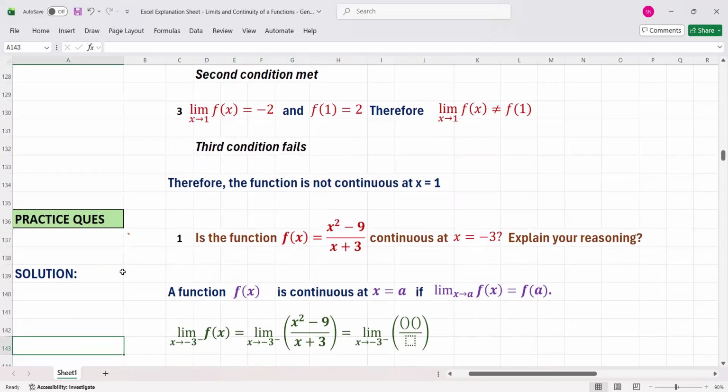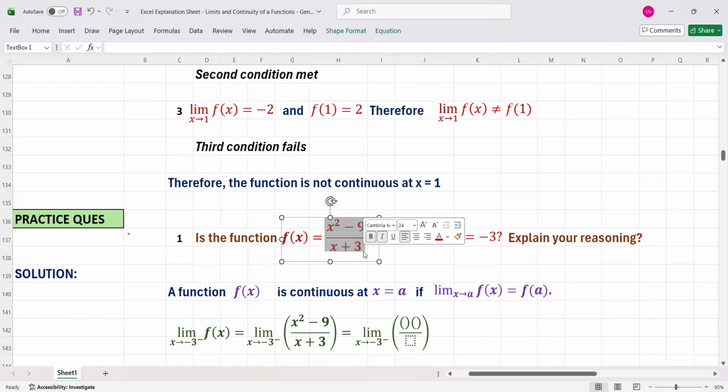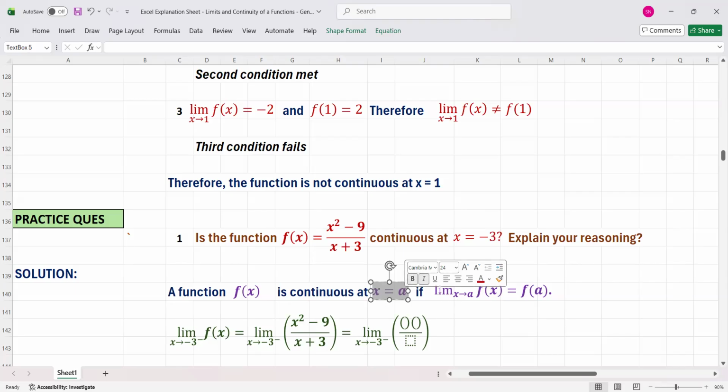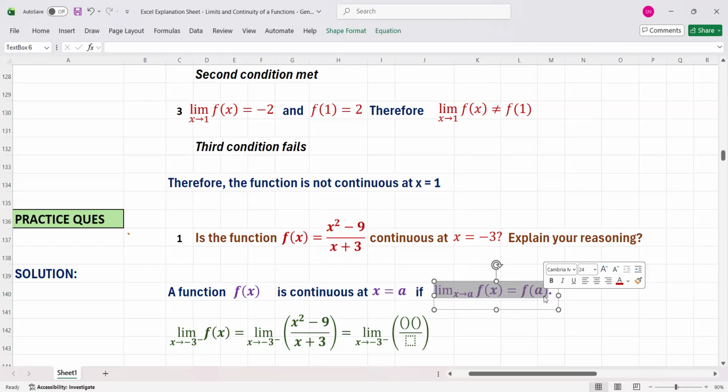Okay, so there's one here. Let's try this one and see. Is the function f of x equal to x squared minus 9 divided by x plus 3 continuous at x equal to minus 3? Explain your reasoning. So please remember step 1. A function f of x is continuous at a if the limit as x approaches a of f of x equals f of a. This is what we are supposed to show.